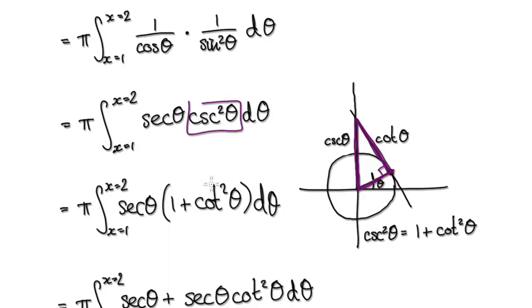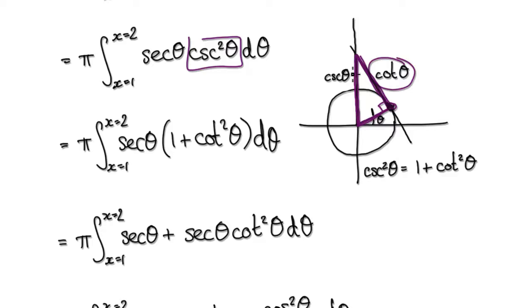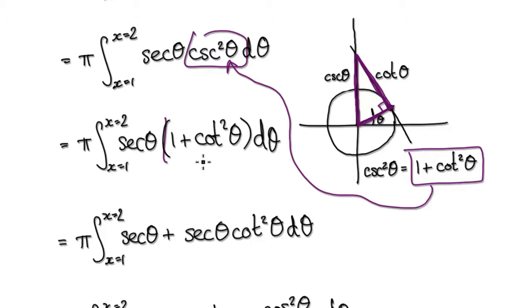Now we need to translate this block. Remember, picture this in your mind. We've seen this diagram before. If you create yourself a unit circle and then draw a tangent line right here, this length here is cotangent, this length here is cosecant, and this length here is 1. So using Pythagoras, this squared equals this squared plus this squared. Well, you've seen this before. So now we can put this thing here into here, and that will give us this thing here.